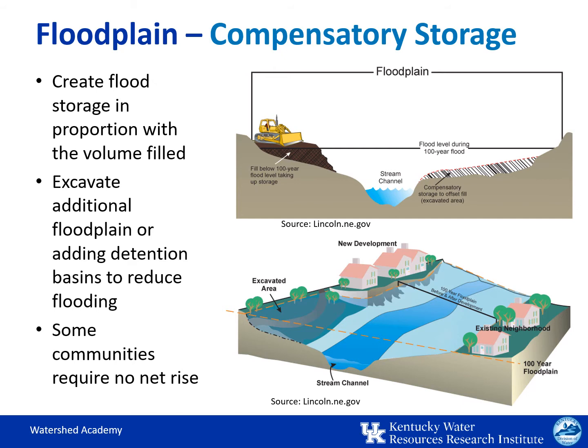So here you can see in the picture at the top, there's an area of the 100-year floodplain that's filled by construction. And so an equivalent area is removed on the right bank in order to offset. At the bottom picture, you can see a neighborhood that was built within the 100-year floodplain. And again, a little bit downstream, an area is excavated in order to offset this filled area.